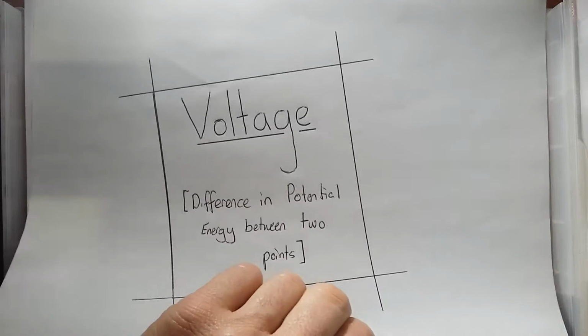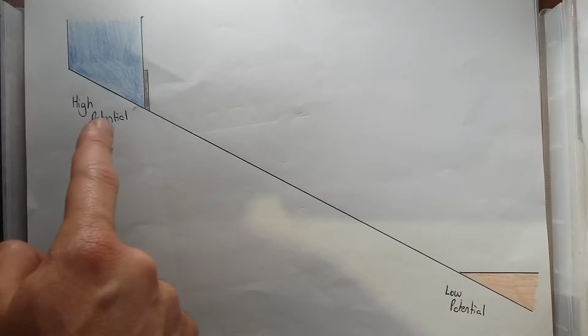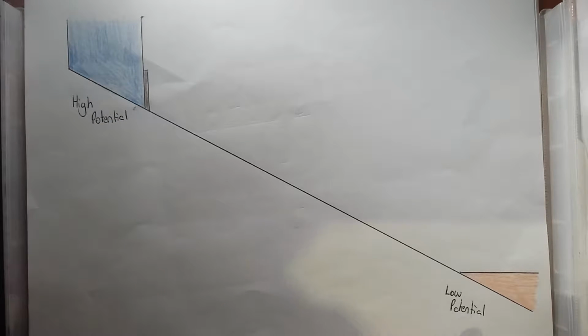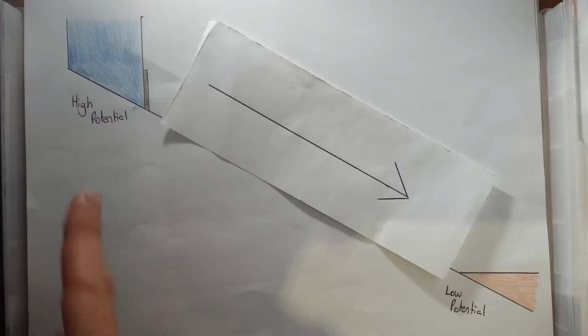in a system. So in this image you see water at the top of the slope up here. It has high potential energy and wants to flow down here to the point of low potential energy. It's the nature of energy. So we've got an arrow that looks like this. Energy will want to flow from the point of high potential to low potential.